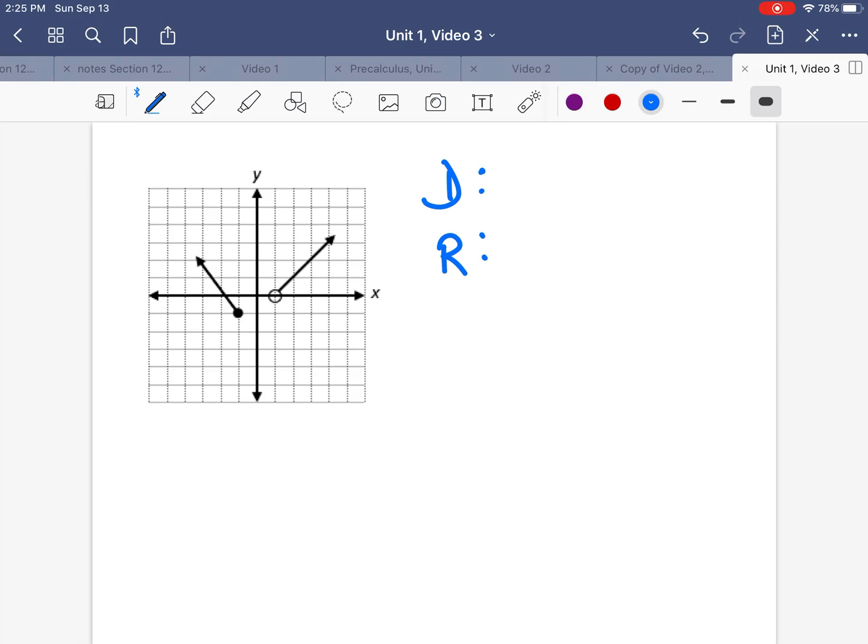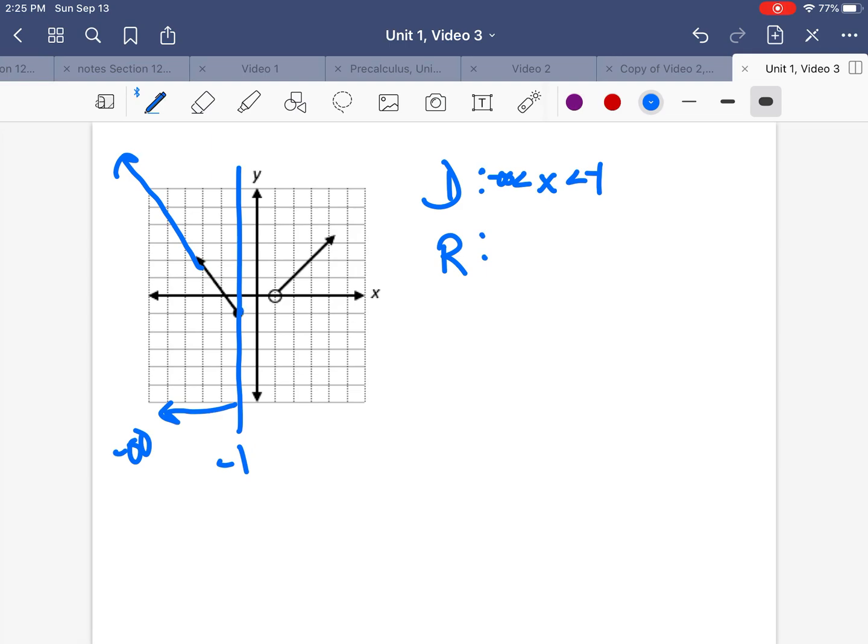All right, so my domain. So this one's going to be broken. If I look at what's happening here, this one on the left is starting at negative 1, and then it's just going off that way to negative infinity. It's just going, going, going. So my first section, x is staying between negative infinity for the small number and negative 1.